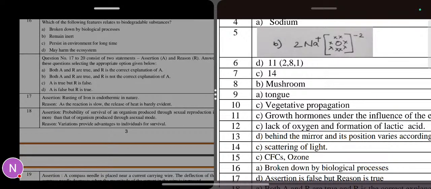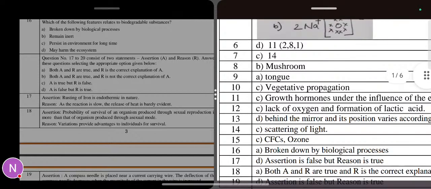So question 17. Assertion: rusting of iron is endothermic in nature. Reason: as the reaction is slow, the release of heat is barely evident. So the correct answer is option D. Assertion is false, but reason is true.